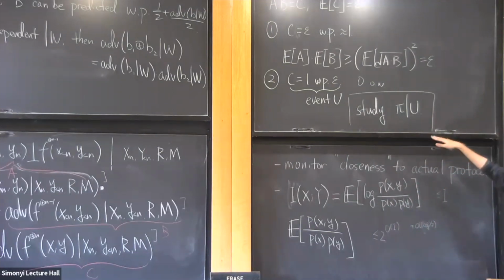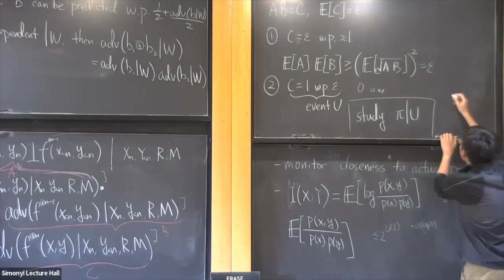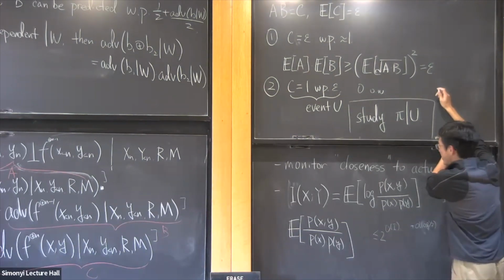So first the idea is that we are going to look at this distribution pi conditional U. So pi is something induced by a protocol, but pi conditional U is not necessarily a protocol because U can be some very arbitrary event. Then what we are going to do is to measure how close to a protocol this distribution is, and more formally, let me just say it here.